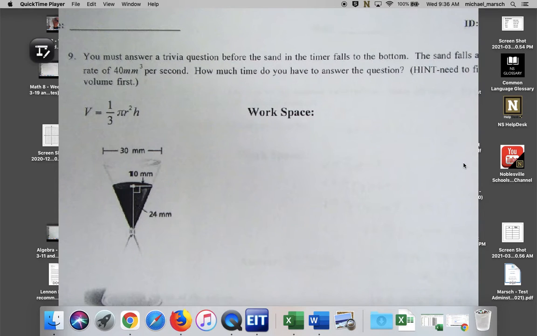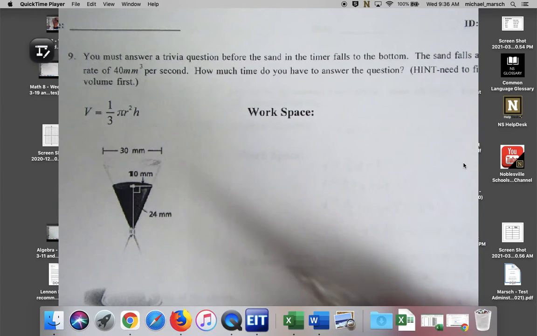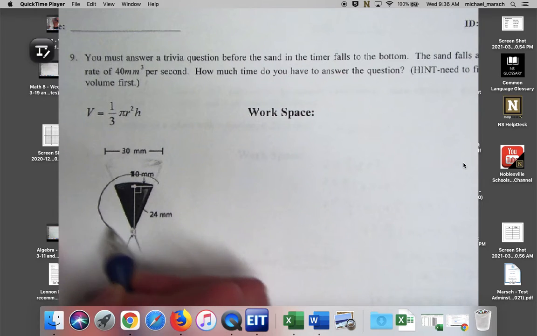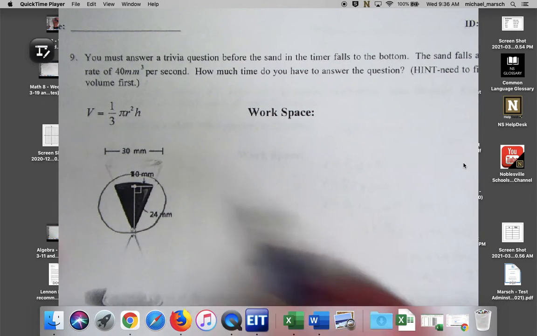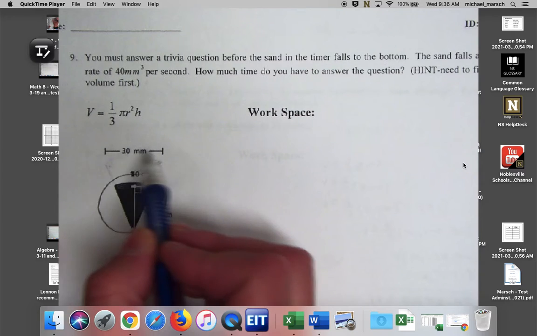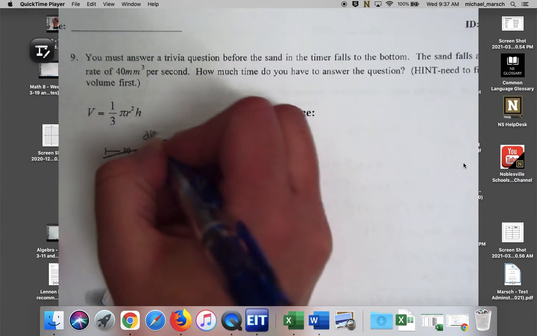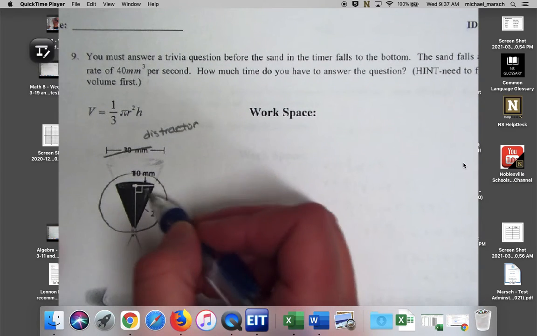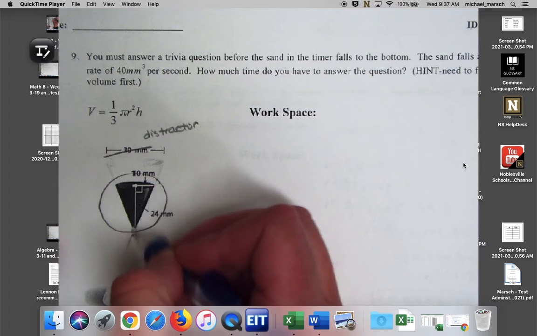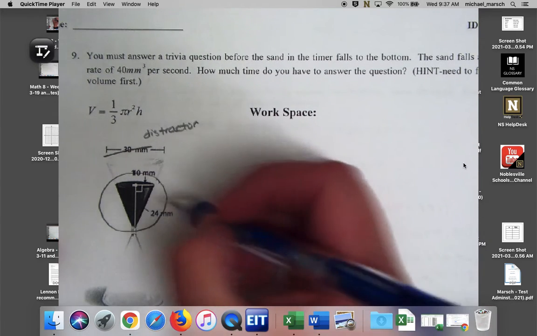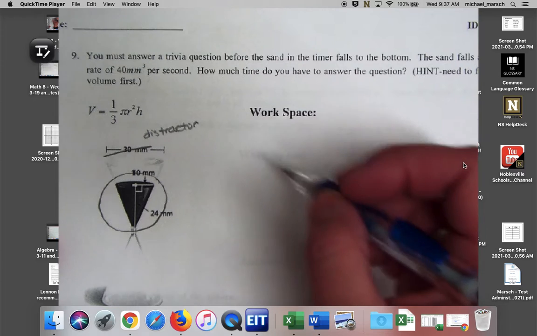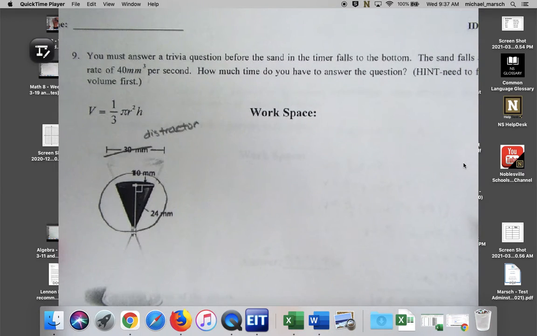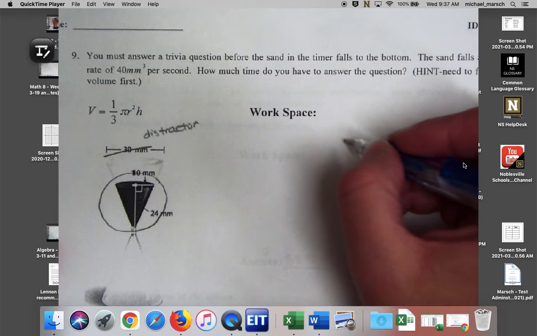Okay. The sand falls at a rate of 40 millimeters cubed per second. How much time do you have to answer the question? Hint, you need to find the volume first. Easy peasy. So we're only finding the volume of this section. Okay? This doesn't really matter to us. This 30 millimeters right here, that's a distractor. You don't need that information. We need the radius and we need the height of the cone that the sand is going to be draining from. So don't get distracted, right? So we know the radius is 10, we know the height is 24, so let's go ahead and figure out how much sand is actually here.